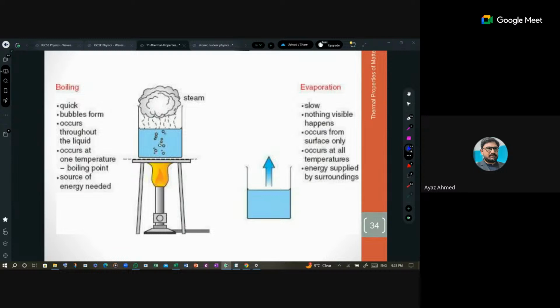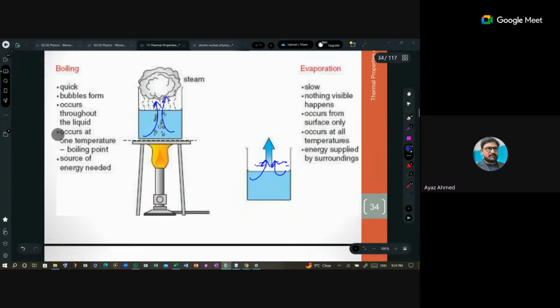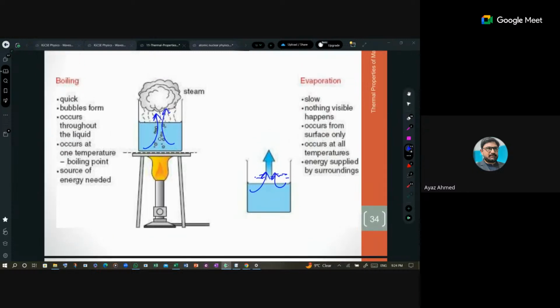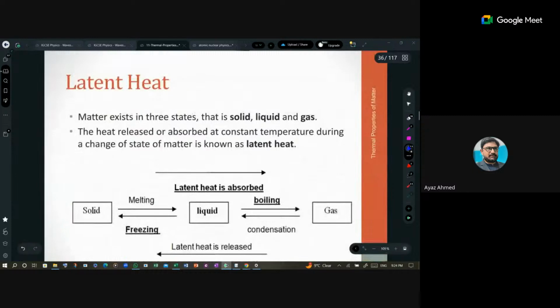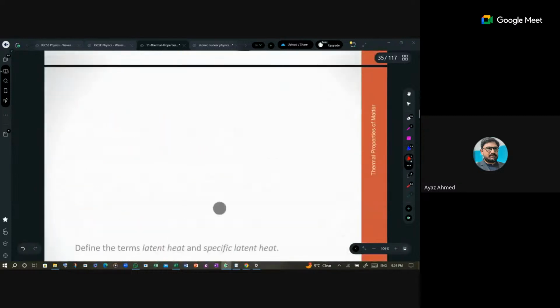Next, here is an activity between boiling and evaporation. It is a visual concept: in boiling, bubbles are formed and steam is obtained, but in evaporation only a small amount of steam is obtained and no bubbles are seen. So evaporation is taking place only at the surface. From the surface, highly energetic molecules leave, but in boiling the molecules come from the heat source and then leave the surface. So that is the major difference between evaporation and boiling.